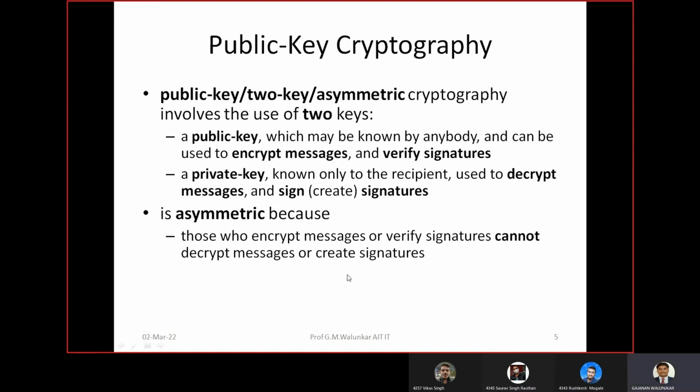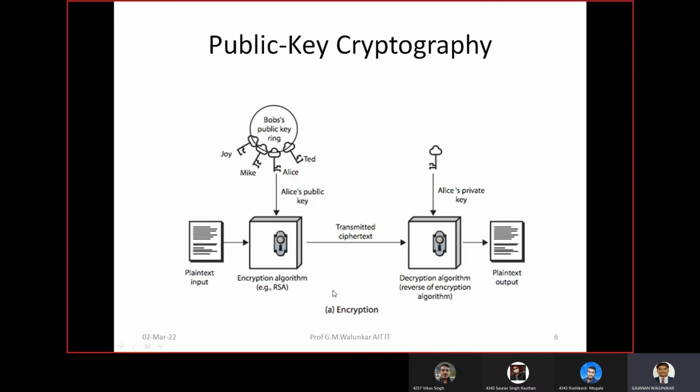Public key cryptography uses two keys: a public key, which may be known by anybody and can be used to encrypt messages and verify signatures, and a private key, known only to the recipient, used to decrypt the messages. It is asymmetric because those who encrypt messages or verify signatures cannot decrypt the messages or create the signature. That's why it's an example of asymmetric cryptography.